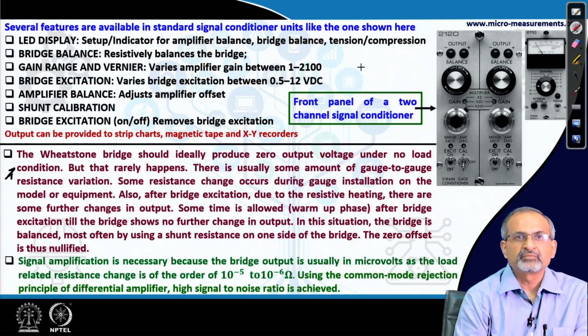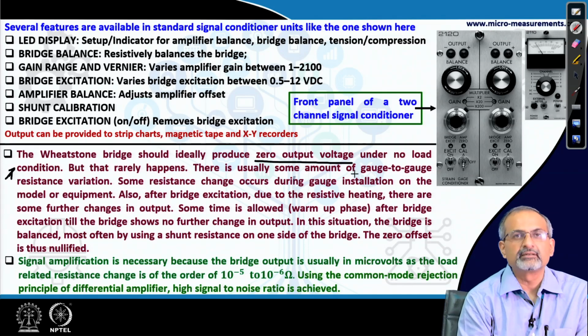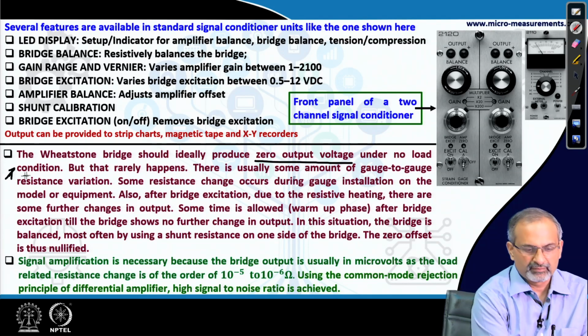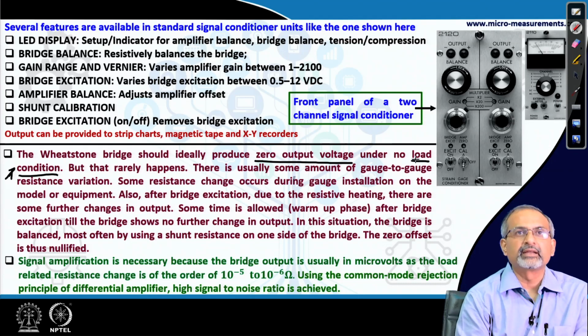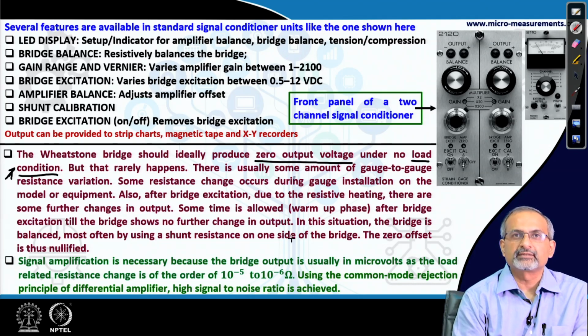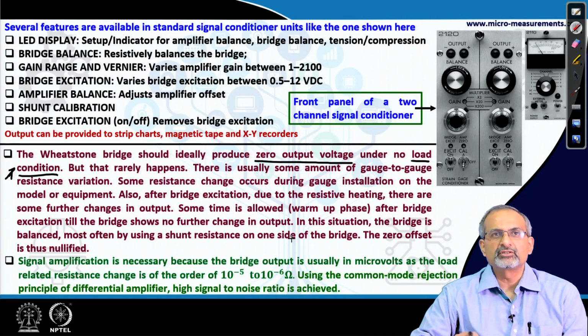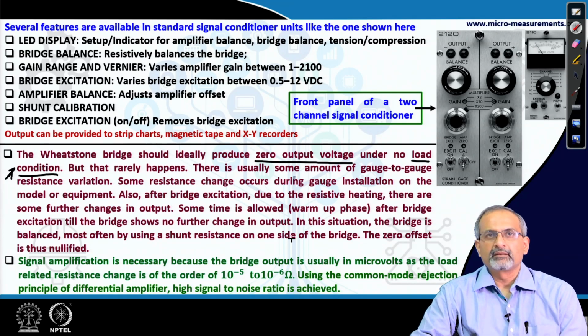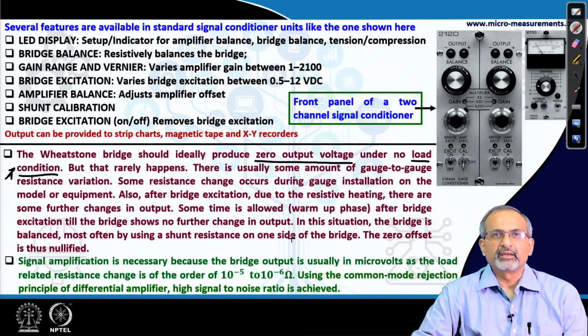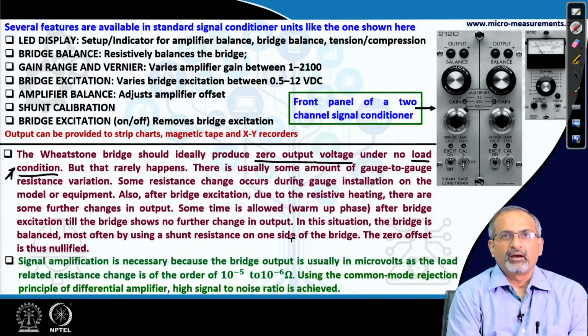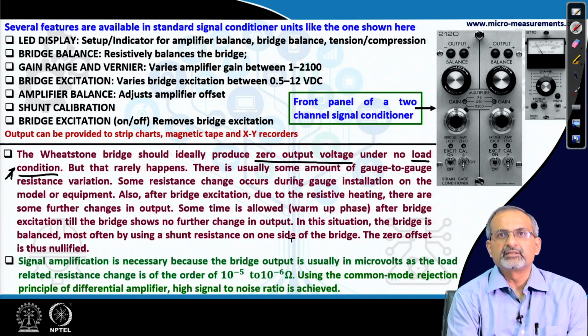few minutes later. The Wheatstone bridge should ideally produce 0 output voltage under no load condition, but that rarely happens. There is some amount of gauge to gauge resistance variation, and when you try to install them on the model or the equipment, during the installation also certain residual strain may exist in the gauge, and therefore, the resistance changes. After bridge excitation, due to resistive heating also, there are some changes in the output.